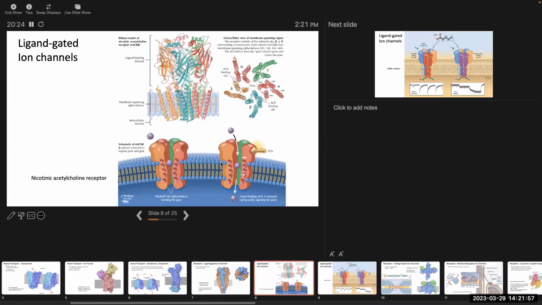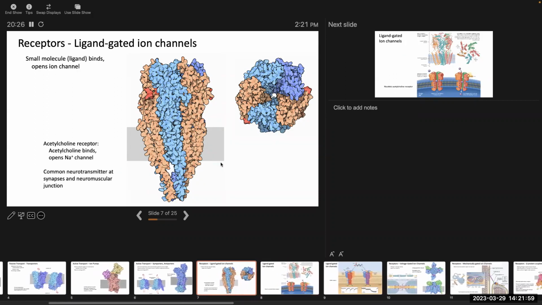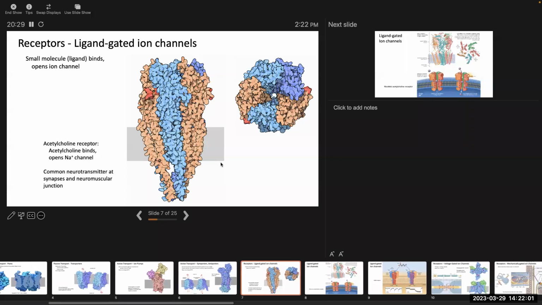Here's another view of that. By the way, most of these are David Goodsell's illustrations. I've talked about him a handful of times, so you start to recognize his distinctive style.